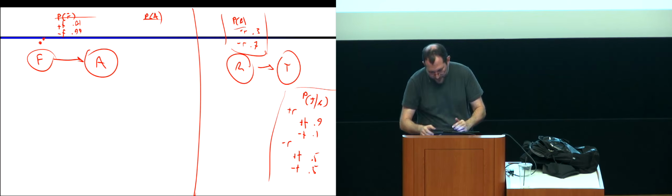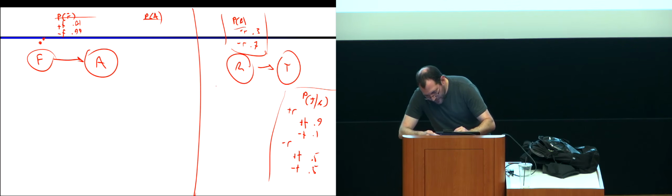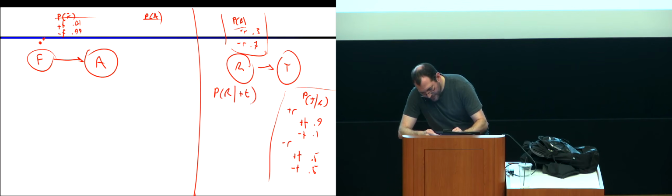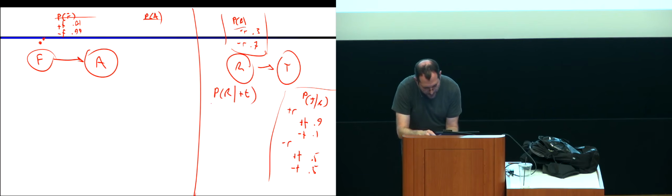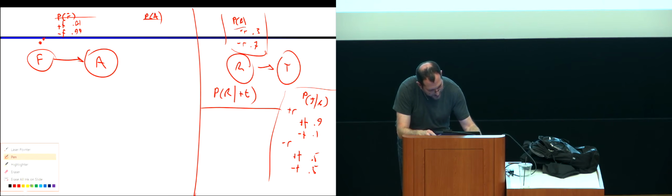Let's do likelihood weighting. So remember, we have to have a query. So let's say we want to compute the probability of rain given plus traffic. All right, so let's compute it. Now we need to draw some samples. And in this box, I'm going to draw some samples.